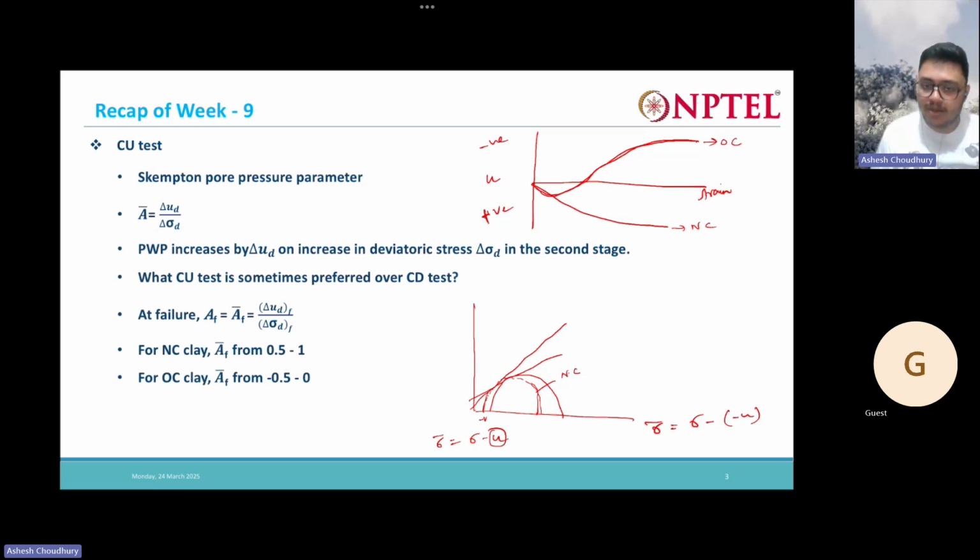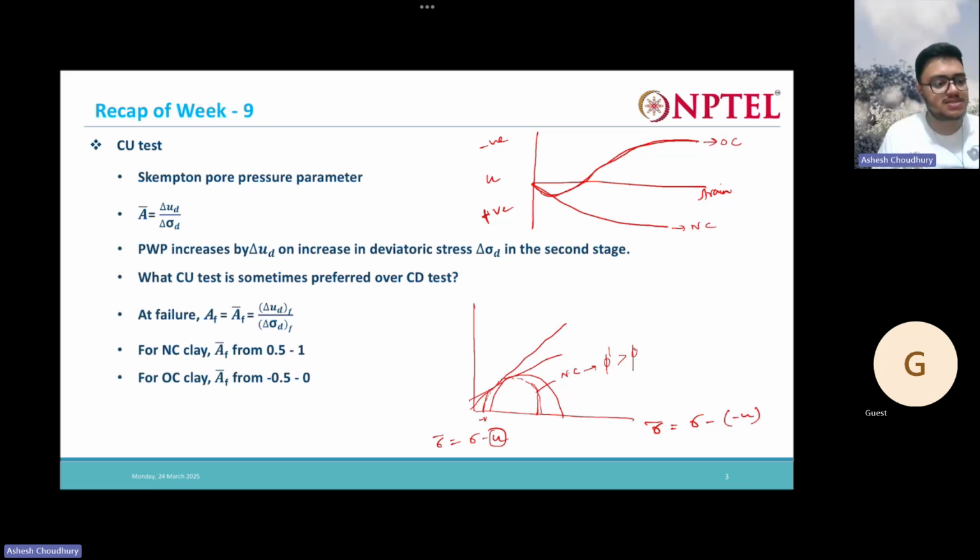But for normally consolidated clays, we have a positive pore water pressure because the soil reduces in volume during consolidation. If you give a chance for the soil to consolidate, it will reduce in volume. That's why a positive pore water pressure develops. So for normally consolidated, the effective phi dash is always greater than the total phi value. But in over consolidated it's the opposite.